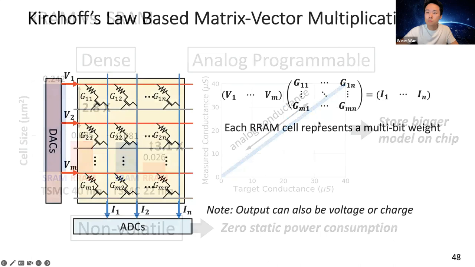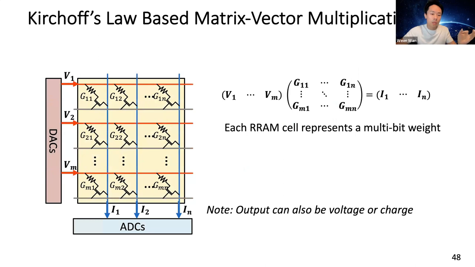To use RRAM to implement PIM, we can simply treat each RRAM cell as a programmable resistor. So the operation is quite straightforward. First, we map the weights onto the conductance of the RRAM array, and then we send input vectors in the form of voltage pulses towards one end of the array and measure current from the other end. This is essentially the multiply and accumulate performed through Kirchhoff's law.